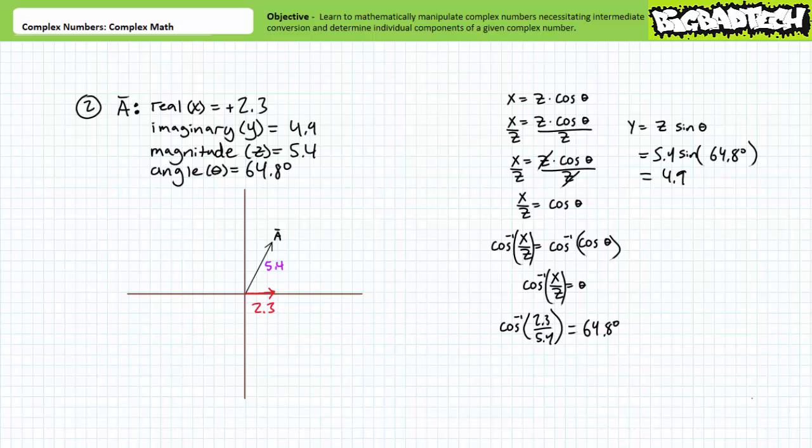In conclusion, this lecture presented math operations with complex numbers necessitating intermediate format conversion, isolation of individual complex number components, negation and complex conjugation of complex numbers, and determining individual complex number components given partial information. Remember to review this material as often as you need to really drive it home. Imagine how well lab will go if you know what you're doing.